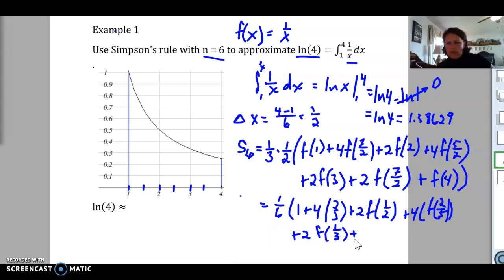Uh-oh, did I do 2 twice? I have a 4, 2, 4, 2. This one should be a 4. I'm sure you've already caught that mistake, but I'm glad I caught it before I got to the end. Okay, and 4. So now here we've got 4, 2, 4, 2, back to 4 again, times 2/7. And then f of 4 is going to be 1/4.